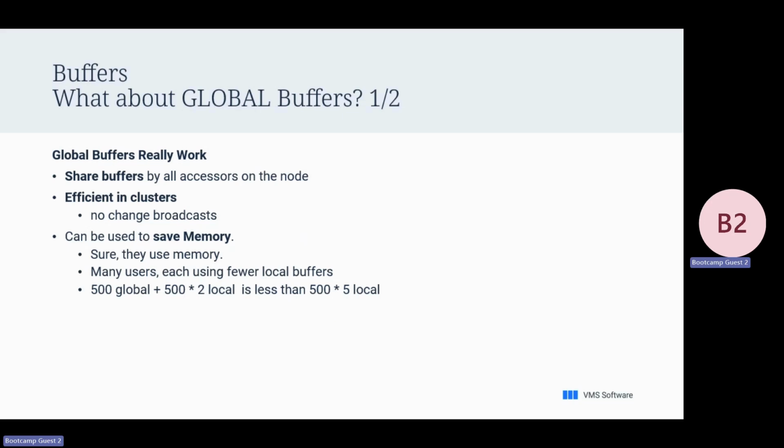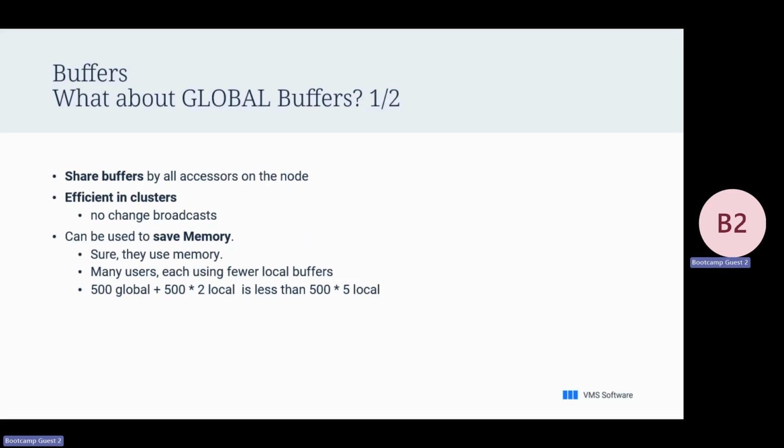This is a silly calculation, but I could do 500 global buffers. That sounds like a lot of memory, but the alternative would have been 500 times 5 local buffers, so we would have 2,500 buckets in memory. More importantly, you don't need to read it again. RMS does not clone data from one process to the next. So the most important part is just that your data might already be there.